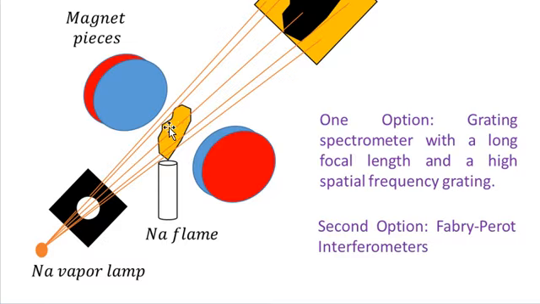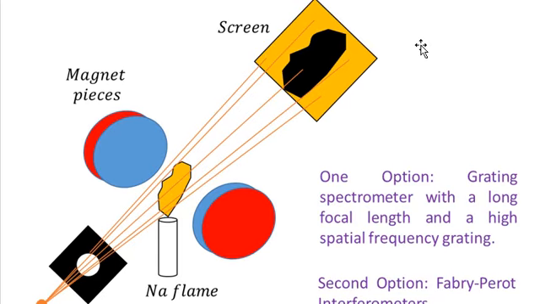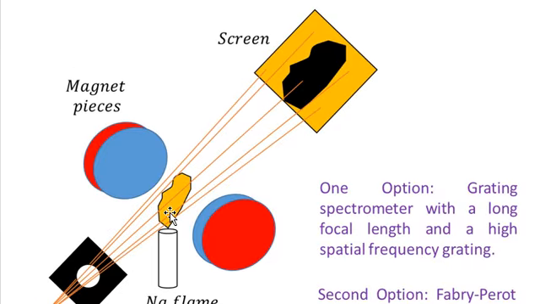So this light will be absorbed by the sodium atoms in the sodium flame and will be re-emitted in all other directions. Almost no light will reach the screen because the light has been absorbed by the flame on the way. And you can see that the shadow is a black shadow of the flame, representing that the light has been absorbed by the flame. So the light is not reaching the screen.